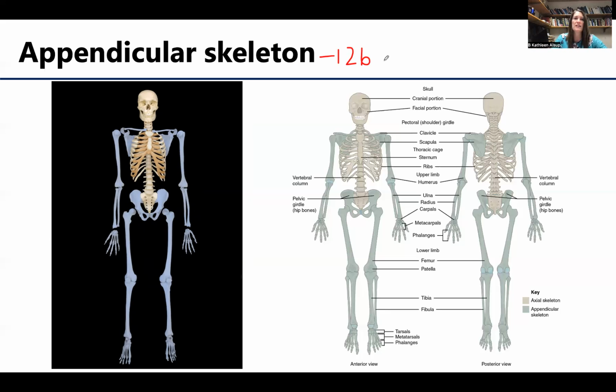These involve the bones of the upper limb, as well as the lower limb, and importantly, the girdles. We have a pectoral girdle and a pelvic girdle, which are the means by which the appendicular skeleton attaches to the axial skeleton. So we have that articulation there.